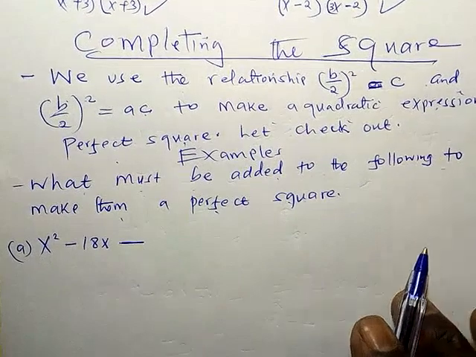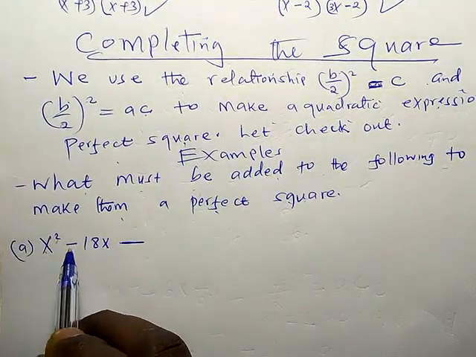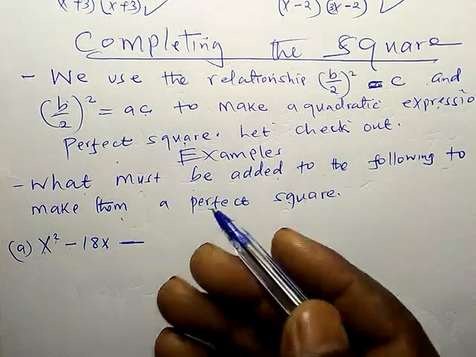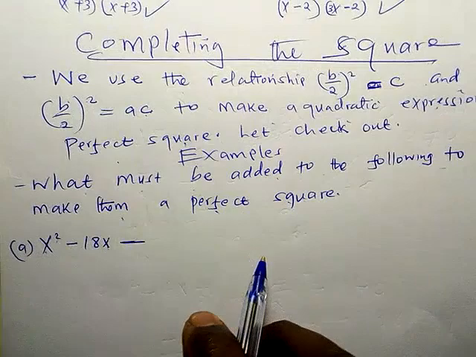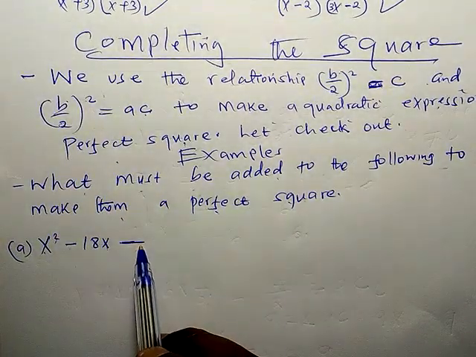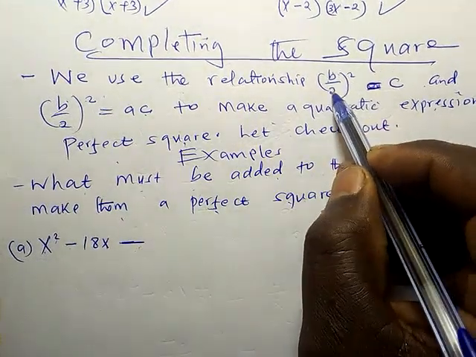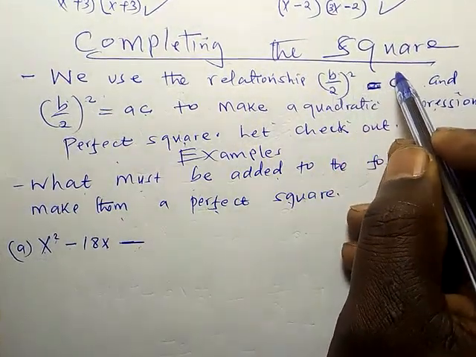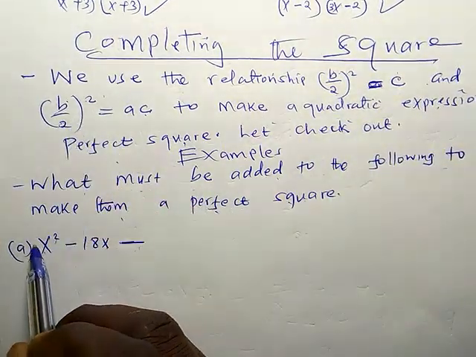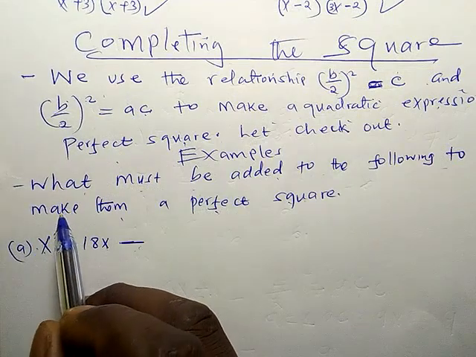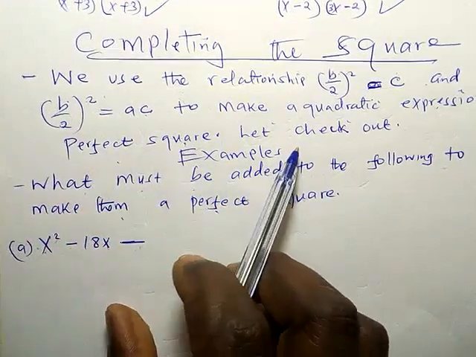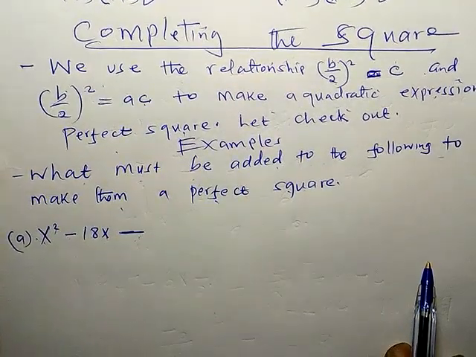So I have an example here. The first one, x squared minus 18x minus dash. So the constant c is missing. So what must be added? What is going to help us is this relationship. We have talked about that. If you are going to use b over 2 squared equal to c, you must ensure that your a is 1. But if your a is more than 1, is 2, 3, 4, then the second relationship is going to work for us. So let us go ahead and check on how to do this.